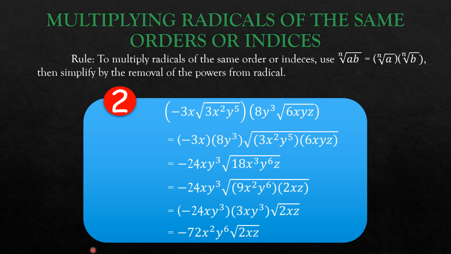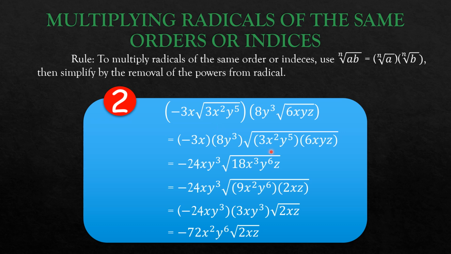Another example, number 2. Negative 3x squared root of 3x squared y raised to 5 times 8y cubed square root of 6xyz. So, ang gagawin lang po natin dito, we multiply the coefficients. Kaya, yung negative 3x, imumultiply natin kay 8y cubed. And then, yung mga radicals, imumultiply lang po natin.